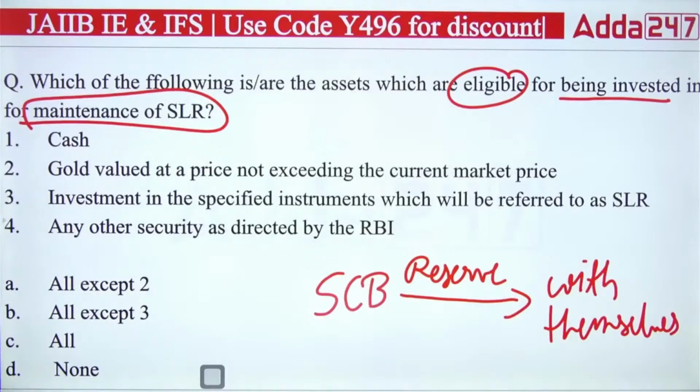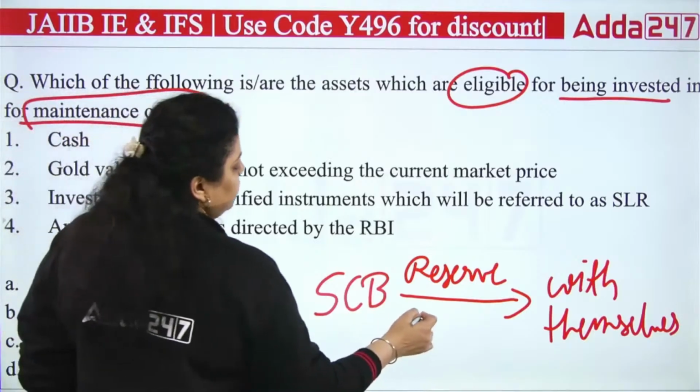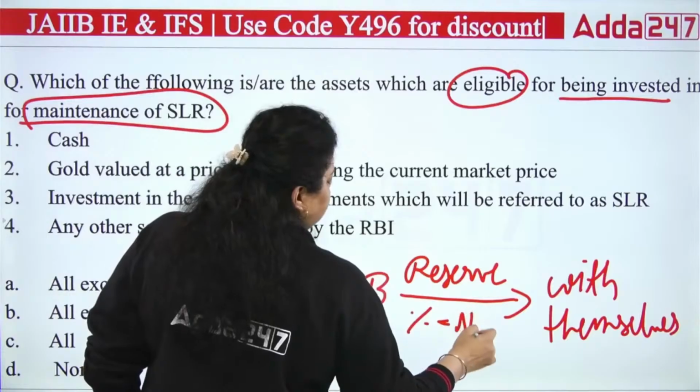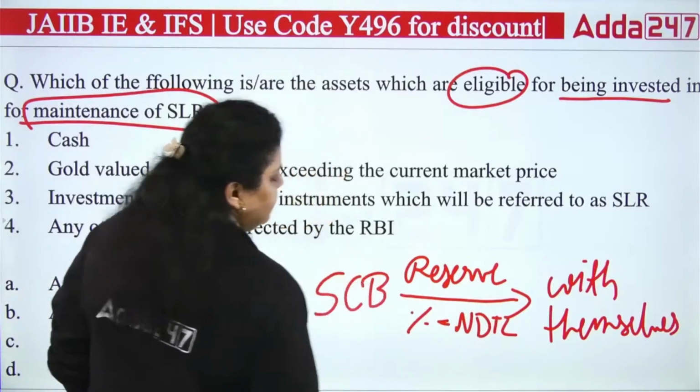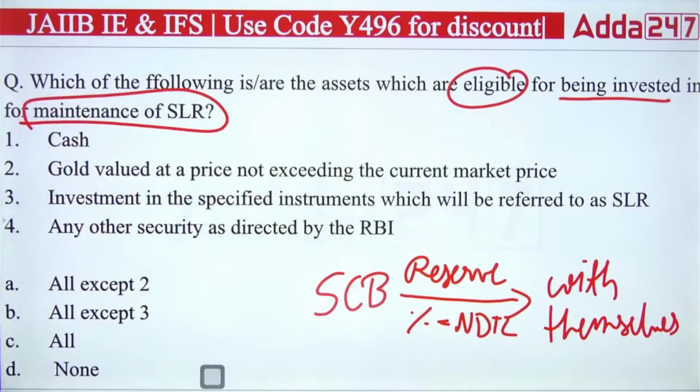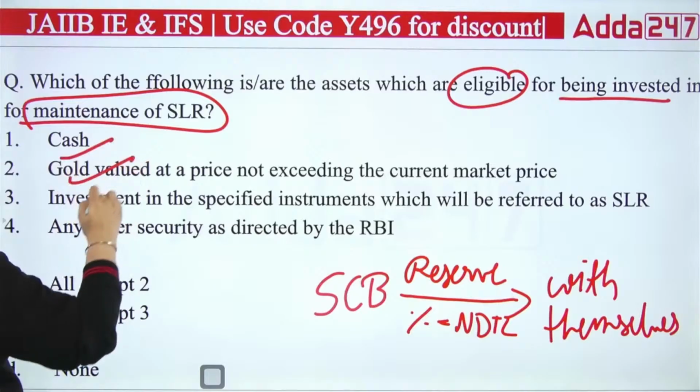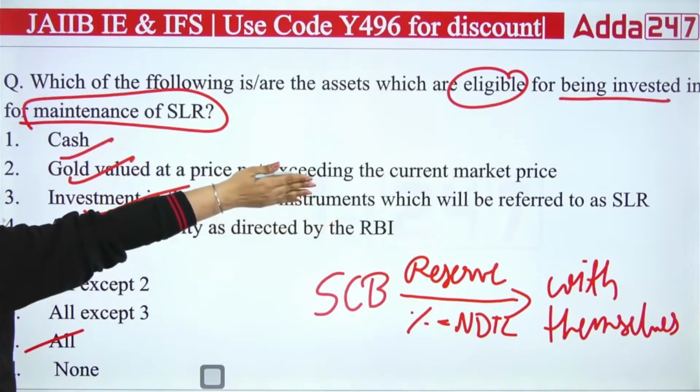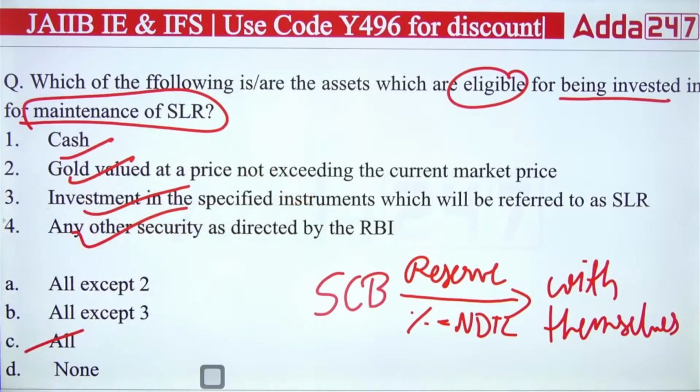So do remember, all the scheduled commercial banks have to maintain a certain reserve of a certain percentage of NDTL which will be prescribed by RBI with themselves only. And this reserve will be maintained in form of cash, gold and government security, and here it will be all of the above. The cash, the gold, the investment specified for the SLR, and any other security that RBI said you can maintain, it will also be part of SLR. So right answer will be all.